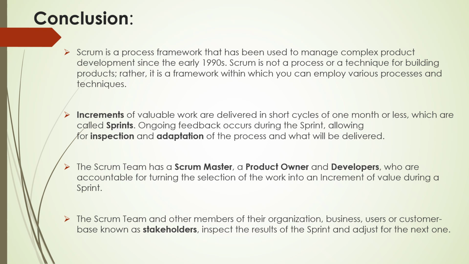Increments of valuable work are delivered in short cycles of 1 month or less, which are called sprints. Ongoing feedback occurs during the sprint, allowing for inspection and adaptation of the process and what will be delivered. The Scrum team has a Scrum Master, a product owner, and developers who are accountable for turning the selection of the work into an increment of value during a sprint.